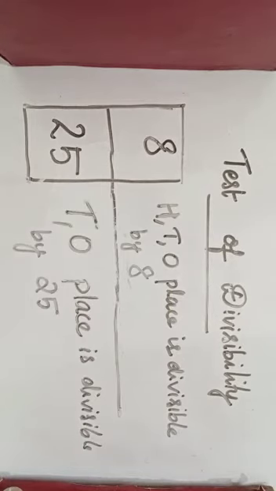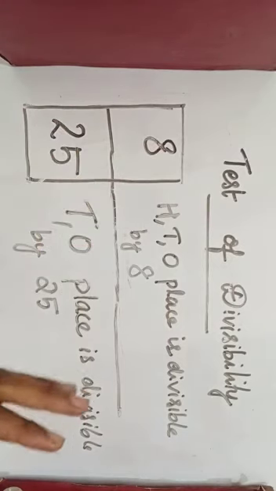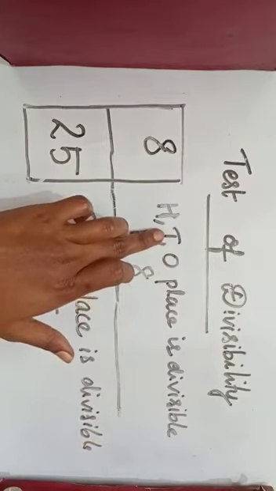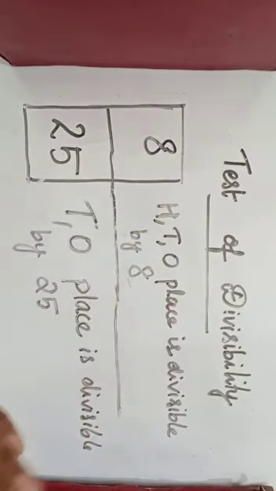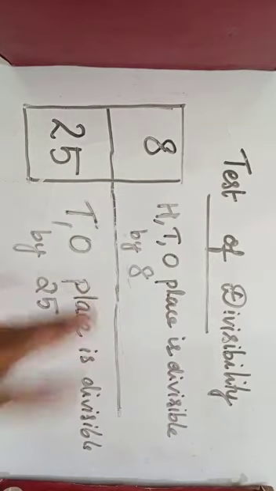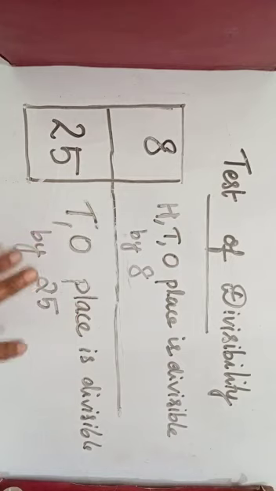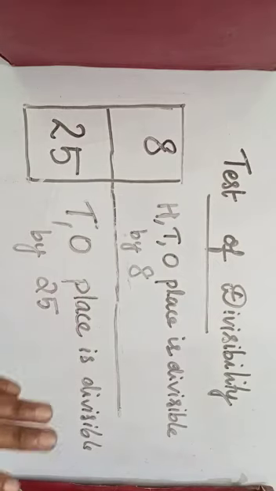That is, today we studied the divisibility test in case of 8 and 25. A number is divisible by 8 if the last 3 digits, the ones place, tens place and hundreds place of the number, are divisible by 8. And if the last 2 digits, the ones place and tens place, are divisible by 25, we can say that the whole number is divisible by 25.